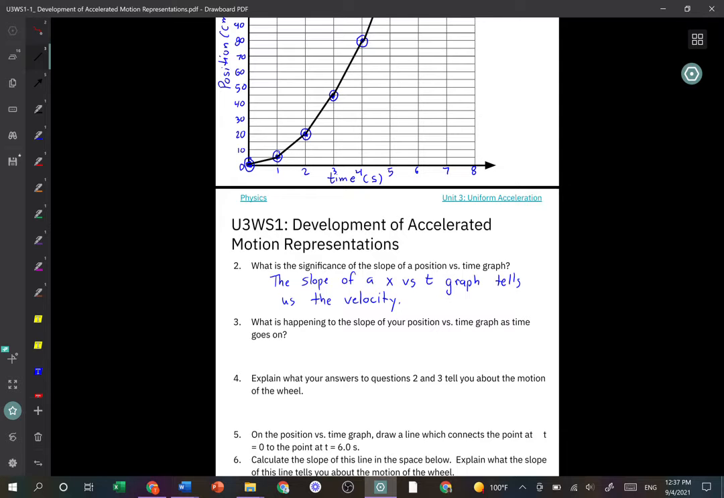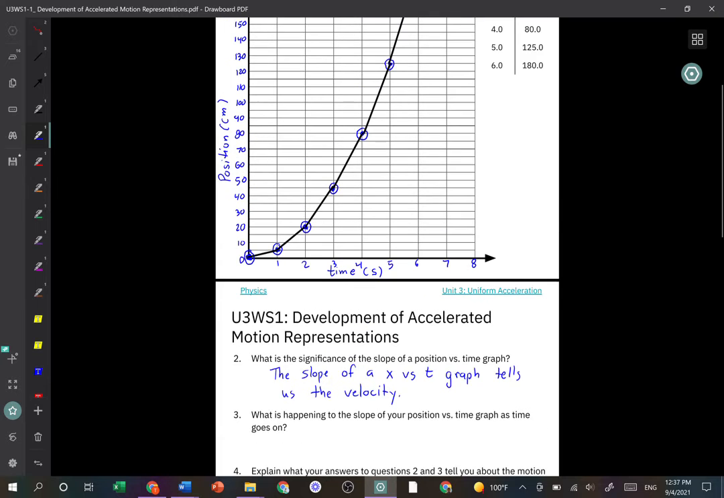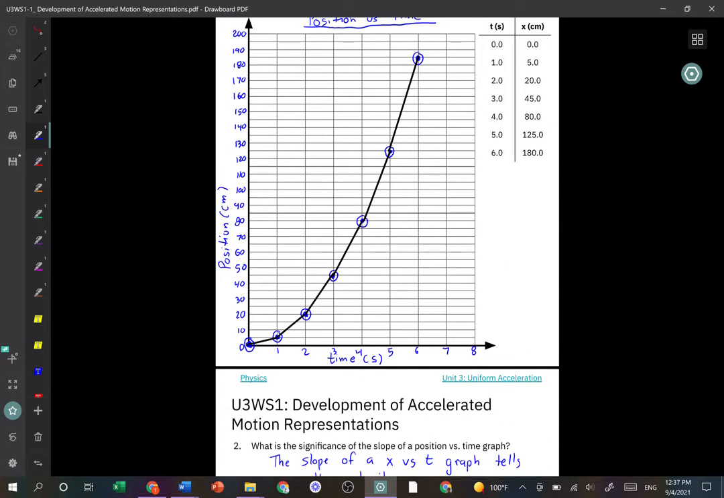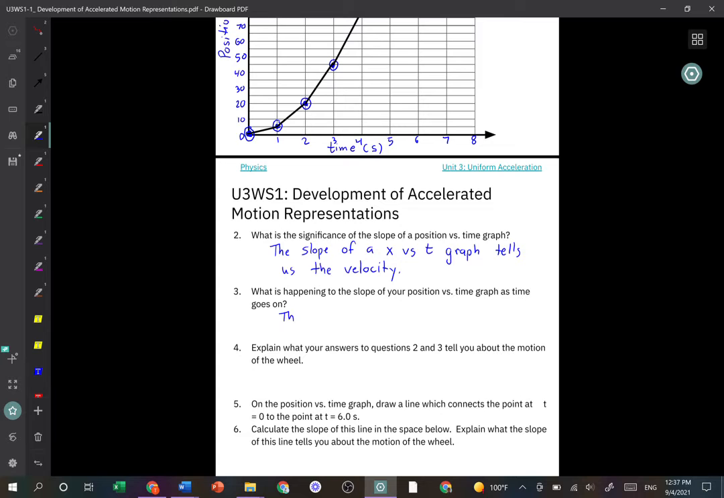Question 3. What is happening to the slope of your position versus time graph as time goes on? Well, it looks like the slope is constantly increasing. Now we can also say what the physical real-world meaning is, which is the velocity is constantly increasing.